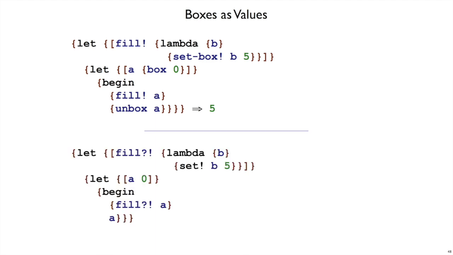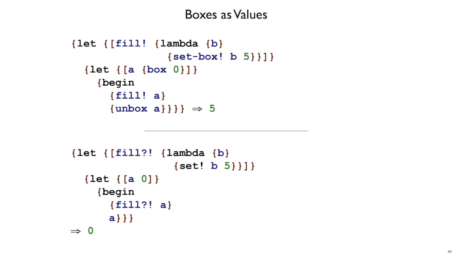If I try to do something similar with variables, I define a fill function that does a set bang on B, I let A be 0, and then I call fill with A. This set bang does not change A. B is a completely separate variable from A. We reference A to get the 0, to bind to B at a new location, and this set bang changes that new location. So when we look at A at the result here, we still see 0, not 5. And the difference here is that a variable is not a value. We can't pass a variable into another function like this.